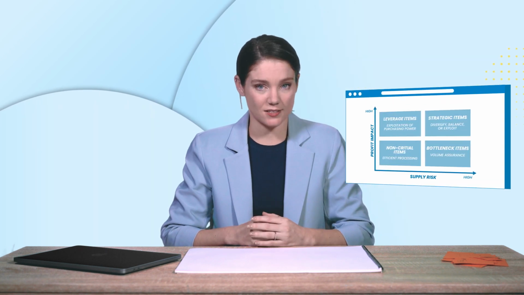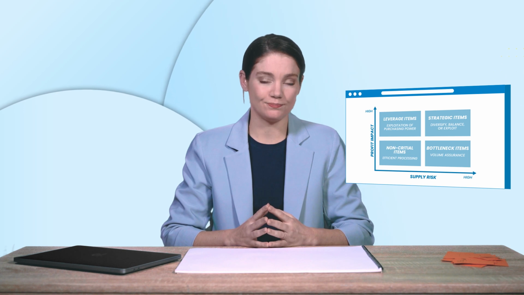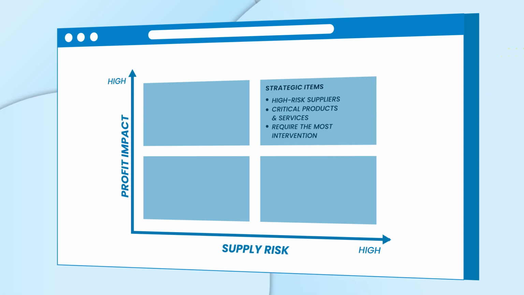In the past, suppliers were segmented primarily according to how much a business would spend with them, but this model has since evolved. Nowadays, the Kraljic matrix is used to plot suppliers into one of 4 quadrants, depending on how much they impact the profit and the risk they involve. Let's break it down. On the top right is the strategic items. These are your high-risk suppliers that deliver critical products and services. Without them, your supply chain could face severe disruption, which means they require the most intervention.